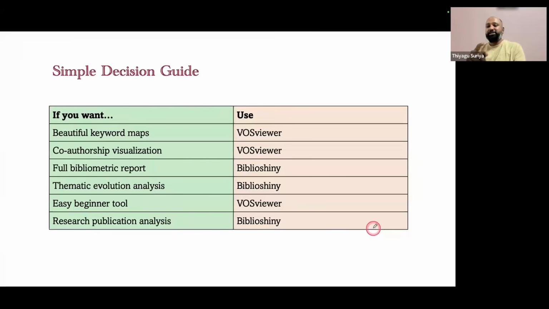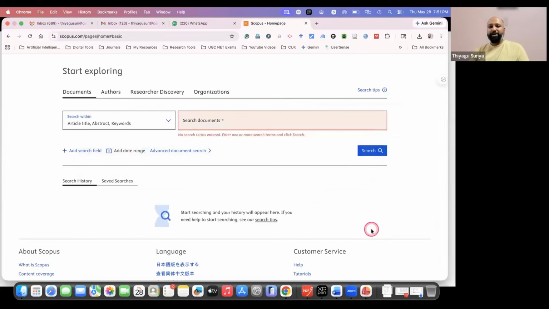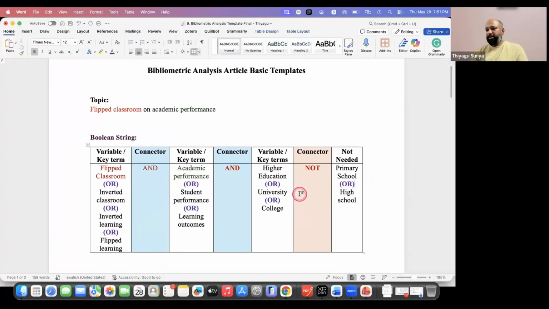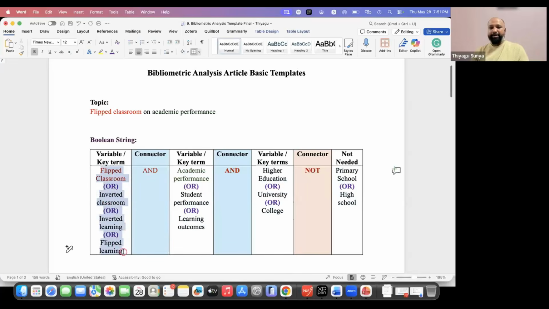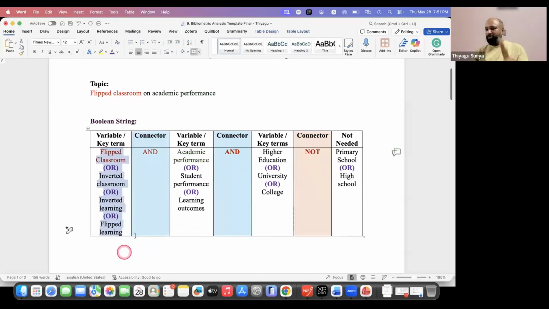So these are the Boolean operators nesting. I'm just going to directly search with the Scopus database. Are you ready now? I'm just going to use the same words, the five. First, these four: flipped classroom, inverted learning, flipped learning. I'm going to go one by one.